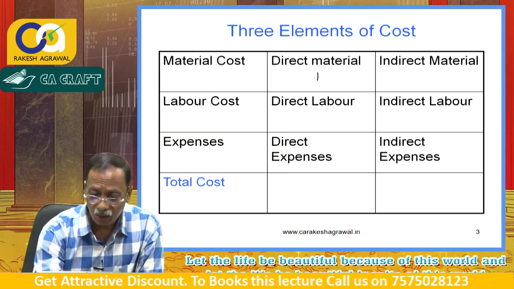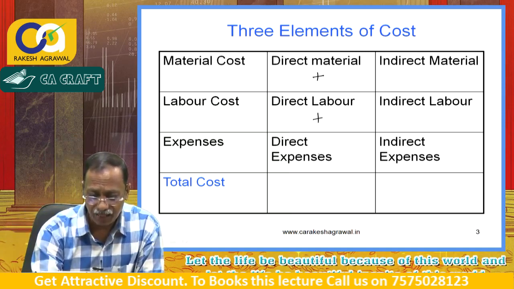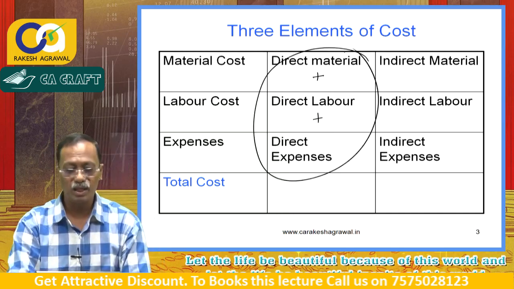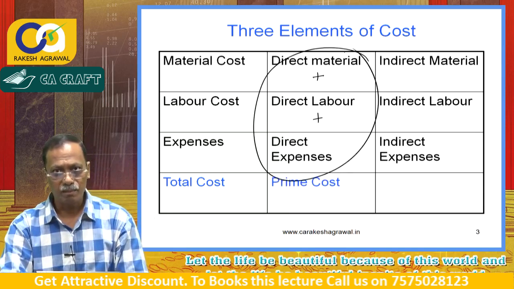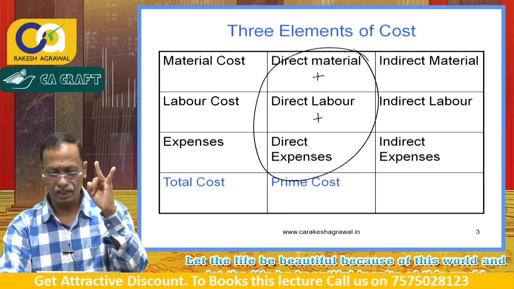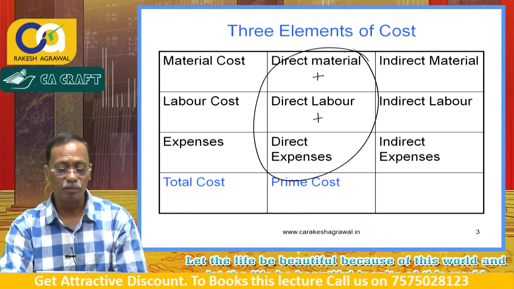Now all the direct costs together, that is direct material plus direct labor plus direct expenses, all these three together is called prime cost. Prime cost is a substitute word for direct cost. Direct material, direct labor, direct expenses together is called prime cost.